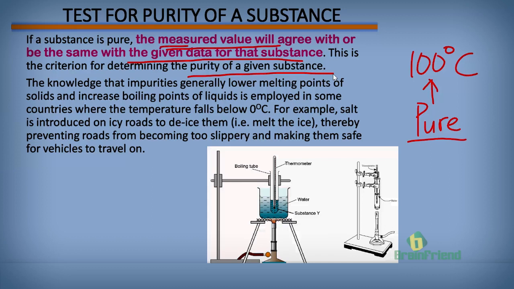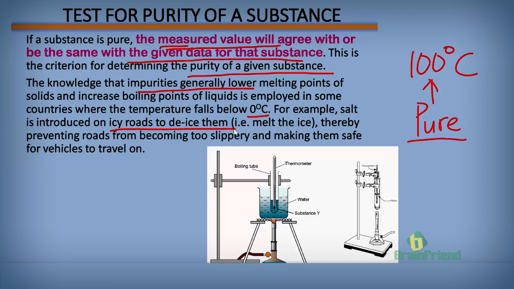Now, this knowledge, all right, that impurities generally lower the melting point of solids and increase the boiling point of liquids, is actually employed in some countries where, for example, the temperature falls below 0 degrees Celsius. For instance, salt is used as an impurity. It is introduced on icy roads to de-ice them, that is, to melt the ice. When you have pure water in the form of ice, all right, whatever you introduce into it, such as salt, that thing is now what? An impurity, okay?